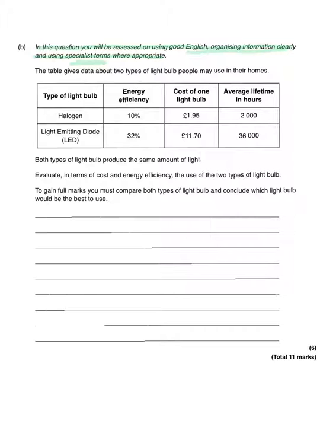So the question says, the table gives data about 2 types of light bulb people use in their homes. One is a halogen bulb. That's like the filament bulb that we've been using, but even less efficient actually. And one is a light emitting diode. So this is an example of a question where I'm looking for people to be interpreting data, using the data that you've been given well to make informed decisions.